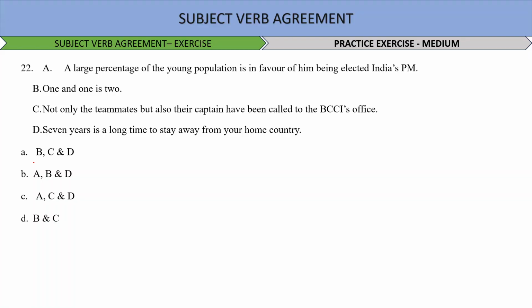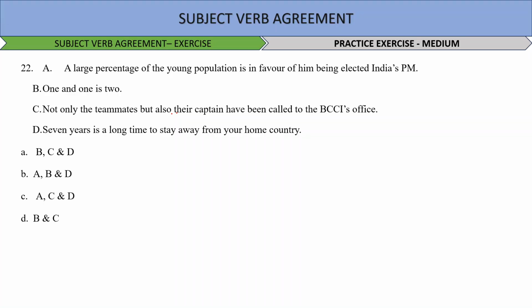Next question. Okay. A large part of the young population is in favor of him being elected India's PM. 1 and 1 is 2. Then the sentence says, not only the teammates but also their captain is singular, has been to the BCCI's office. 7 years, again, a period of time to be treated as plural. 7 years are a long time. So C and D is inappropriate, A and B is correct.